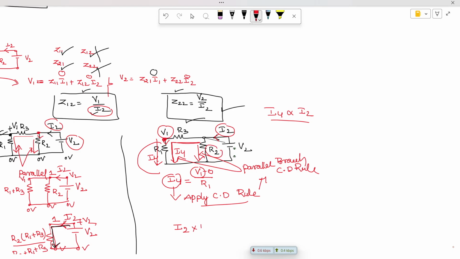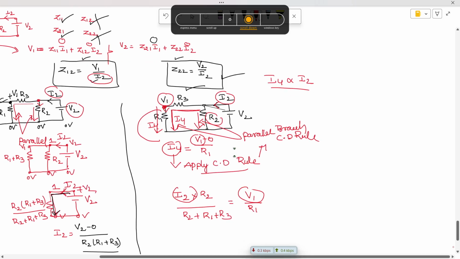What is that value? R2 divided by the sum of branches which are connected in parallel. So what is the first branch connected in parallel? This first branch is R2, and another branch connected in parallel is this branch, the sum of resistors, which is nothing but R1 plus R3, that is equal to V1 by R1. But we require the relationship between V1 and I2. We got it. V1 by I2.